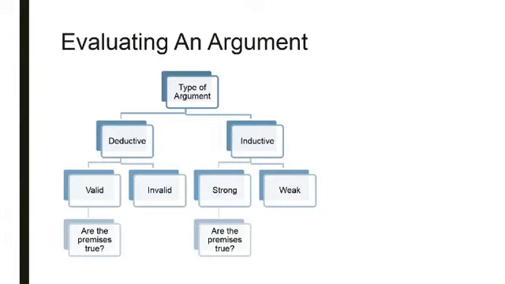When we evaluate arguments, the first thing we do is determine what type of argument it is. Is it a deductive or an inductive? So we follow it down. Well, if it's a deductive argument, then we ask, is it valid or not? Well, if the argument's invalid, we stop right there. No further. Dead end. I'm going to let you in on a secret. I'm not going to give you invalid arguments this semester.